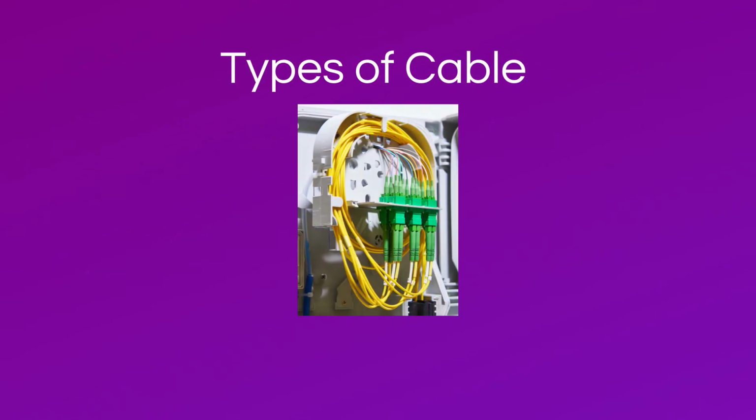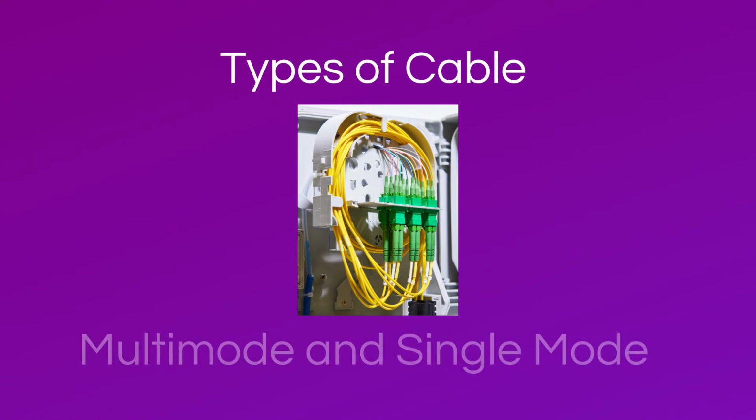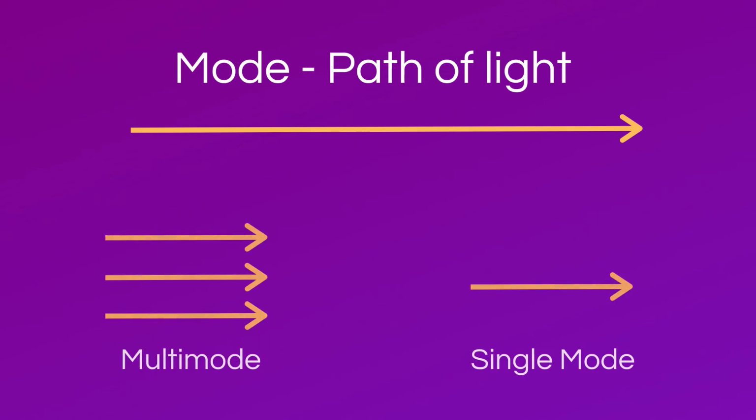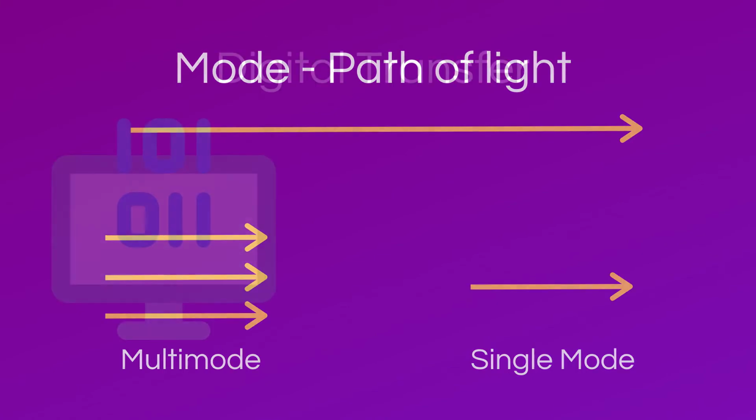A discussion about fiber optics would be incomplete without mentioning the two main types of fiber optic cable. There are multimode cable and single mode cable. A mode is one path of light. Based on this definition, multimode cable allows multiple paths of light, while single mode cable only allows one path of light. What does this mean concerning the functionality of multimode and single mode cable?